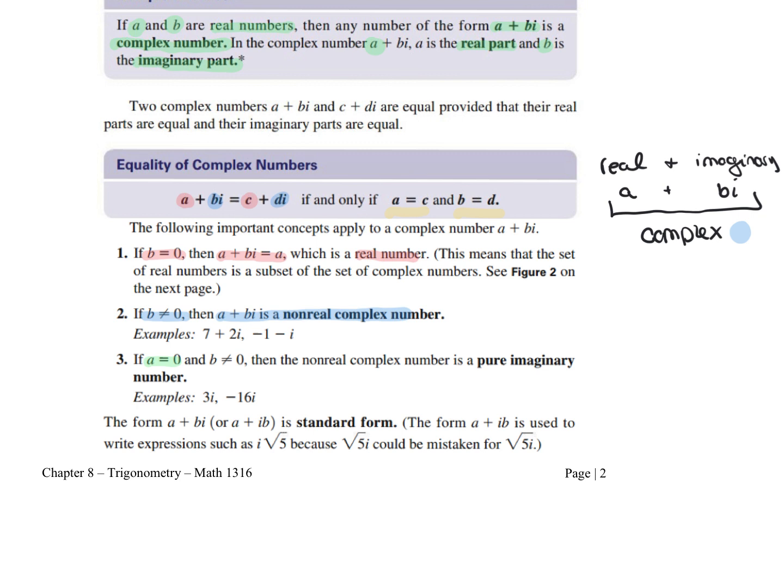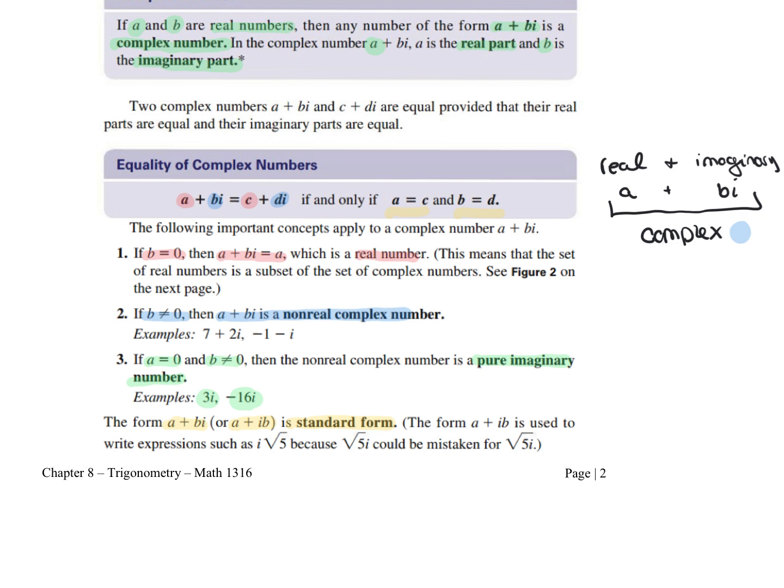If a equals 0 and b does not equal 0, meaning you only have a b part, then this is what we call a pure imaginary number, like here and here, because it has no real part. It's not complex. It's solely imaginary. The bottom statement, I don't know why they don't bold the whole thing. It's very important, and your homework's a little bit sensitive when you type it in the computer. a plus bi is called standard form. So please make sure you write them in that order: a plus bi, or you can write a plus ib, but the real comes first and then the imaginary.